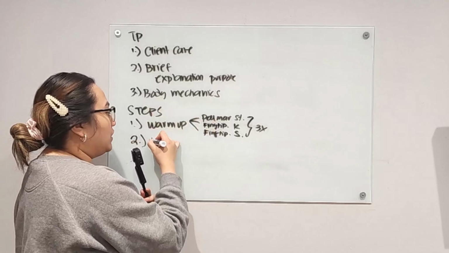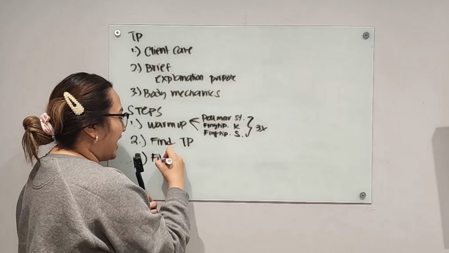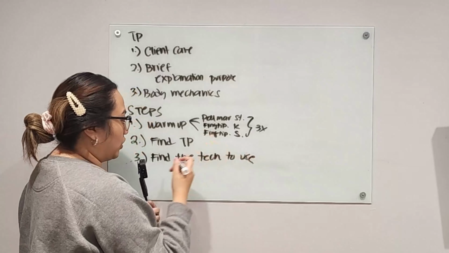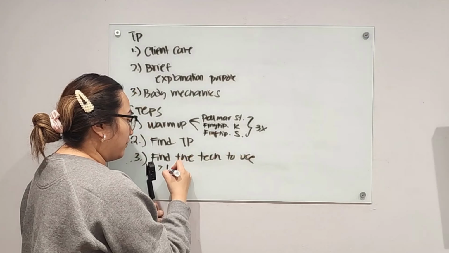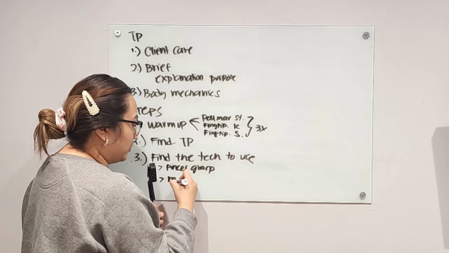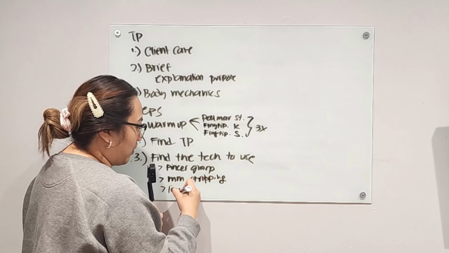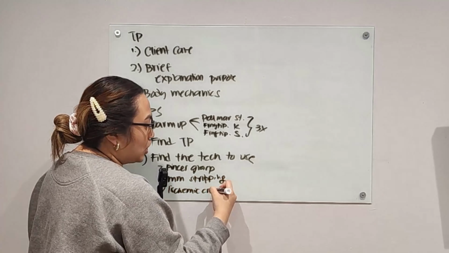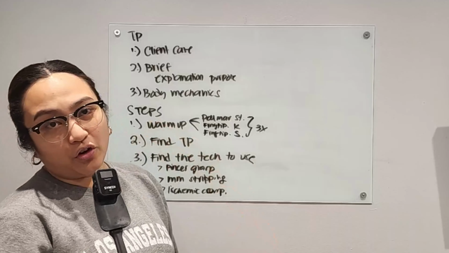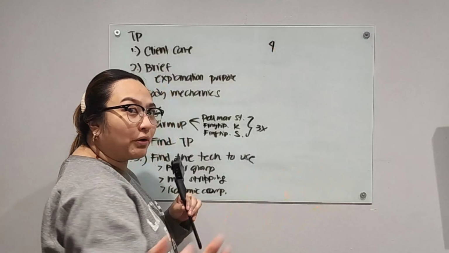Once you find your trigger point, find the technique to use. For trigger point, you have 3: pincer grasp, muscle stripping, a method to remove trigger points, or ischemic compression. For this one, you really need to show how you perform the technique, how you gauge it, and so on and so forth. Once you've chosen the technique, obviously you perform it.